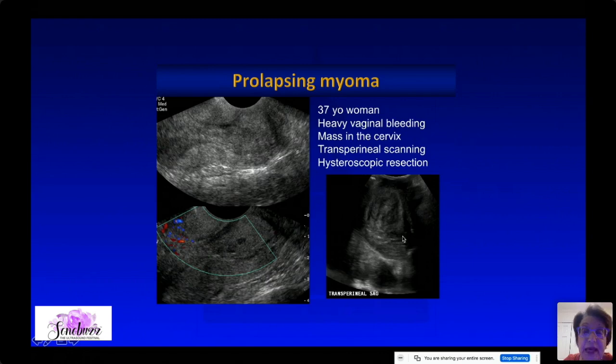And sometimes I found that transperineal scanning, when you put the transducer on the patient's labia, would be helpful, because here you see the transducer is here. This is the vagina, and you see this leiomyoma that is trying to protrude, trying to basically deliver itself through the vagina. And this patient underwent an emergency hysteroscopic resection because she was markedly anemic.